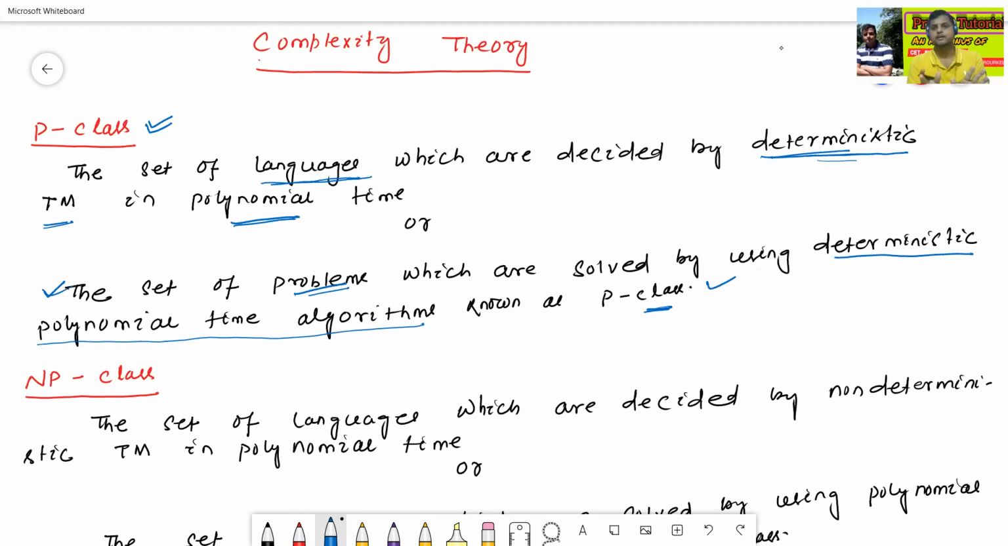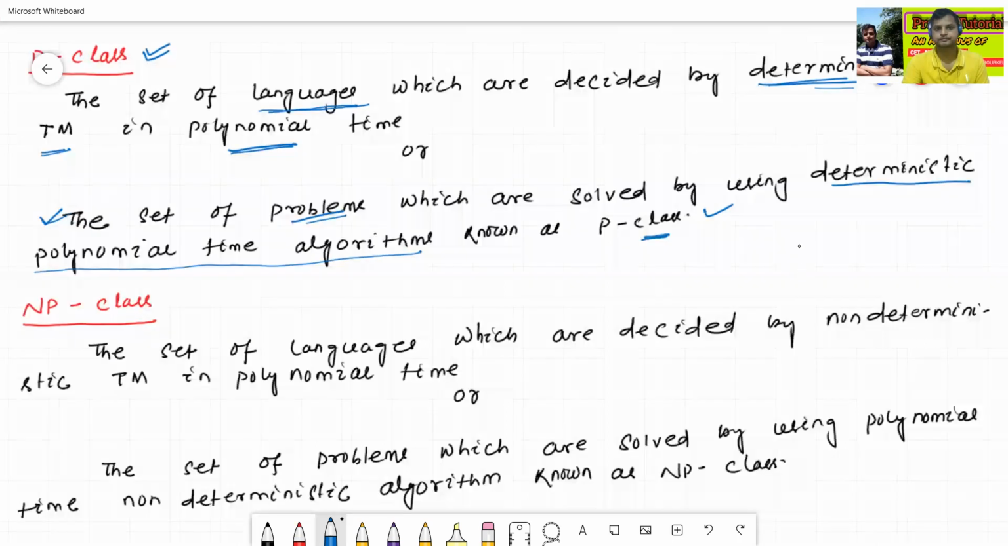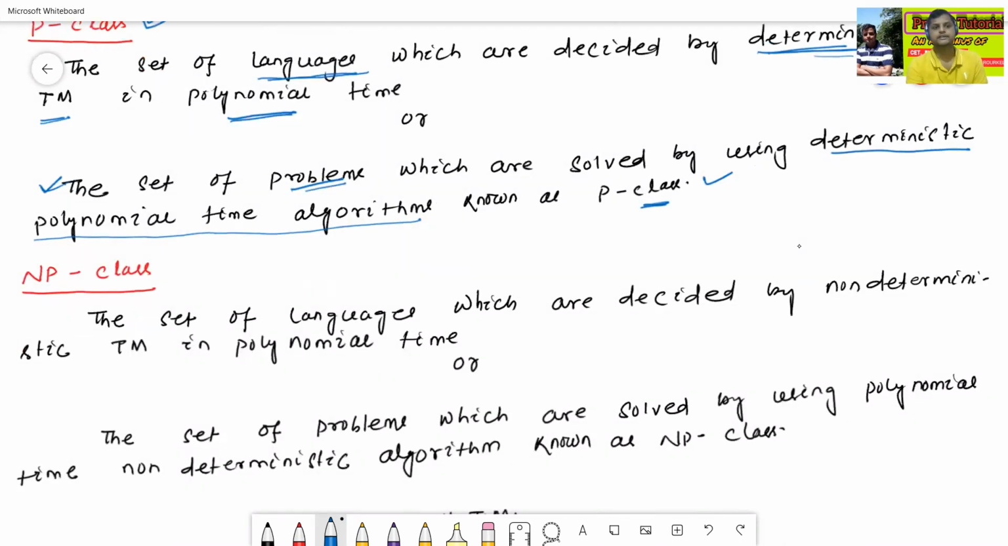So there are two definitions. We can use any one of the definitions. So P class means the set of languages which are decided by a deterministic Turing machine in polynomial time. This is called P class. Now we'll see the definition of NP class.